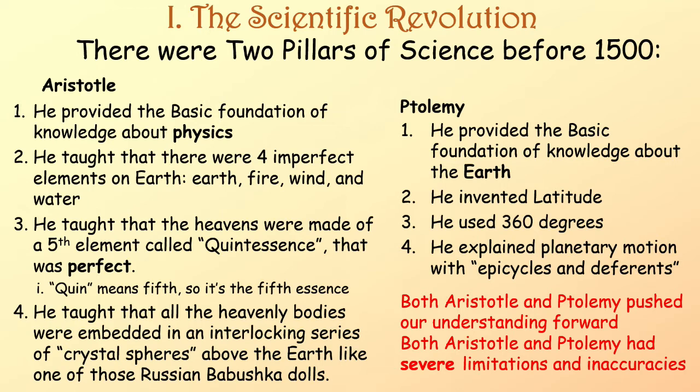He provided the basic foundation of knowledge about physics. But he was wrong about a lot of things. He taught that there were 4 imperfect elements on the earth: earth, fire, wind, and water. He also taught that the heavens were made up of this 5th element that was called quintessence. And that element was perfect. Quin actually means 5th, so it's the 5th essence, quintessence.